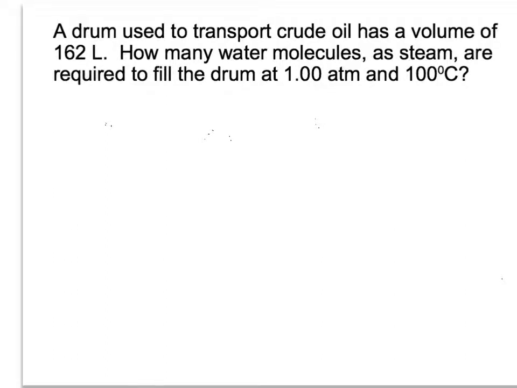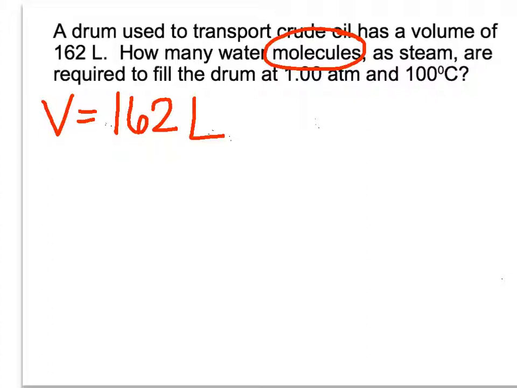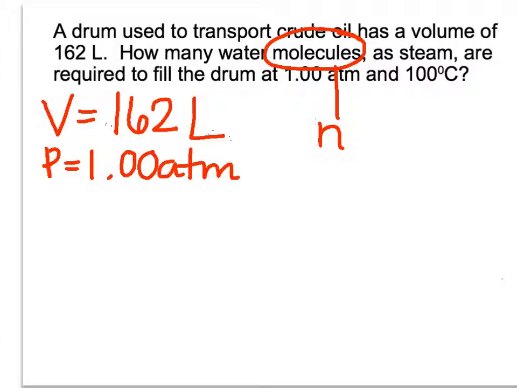So we're going to go through a couple of ideal gas law problems. In this first problem, you have a drum that's used to transport crude oil, and it has a volume of 162 liters. How many water molecules? Whenever you've got something like molecules, you're going to have to calculate moles of the substance. As steam are required to fill the drum at a pressure of 1.00 atmospheres and a temperature of 100 degrees Celsius.